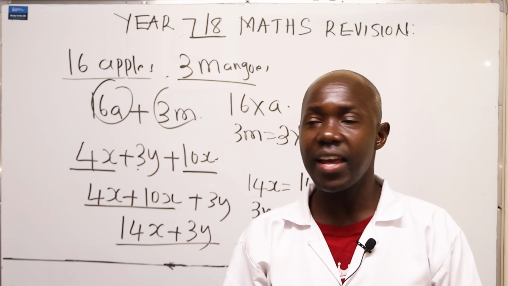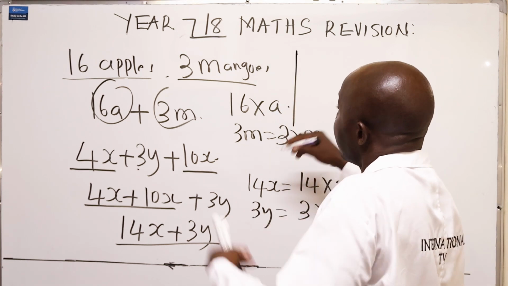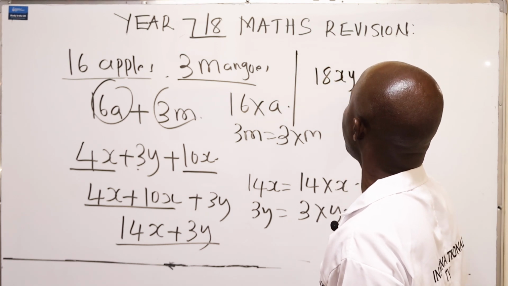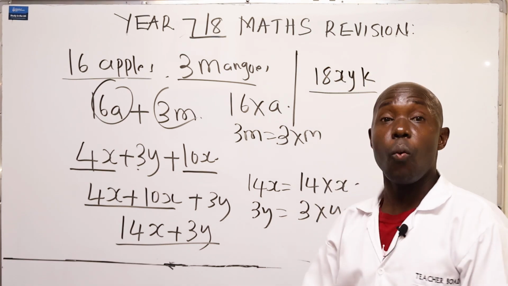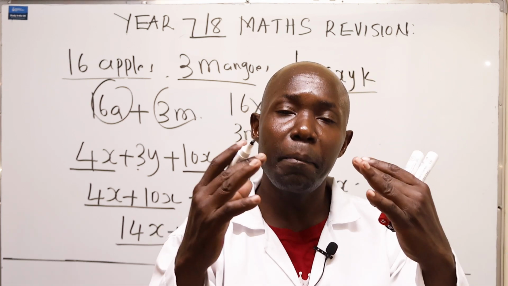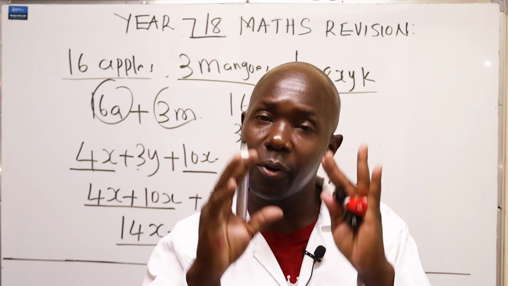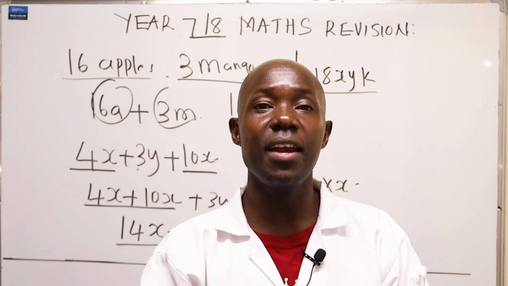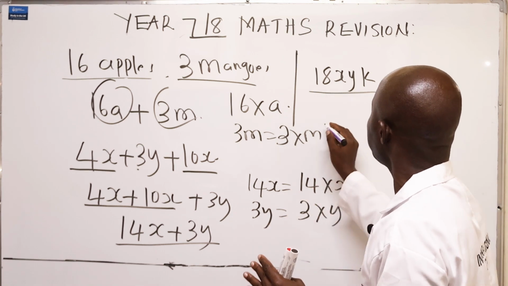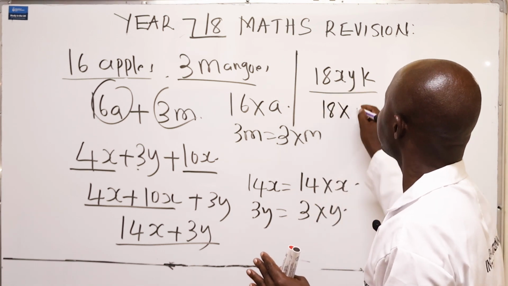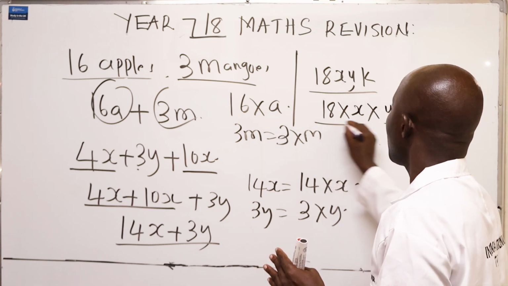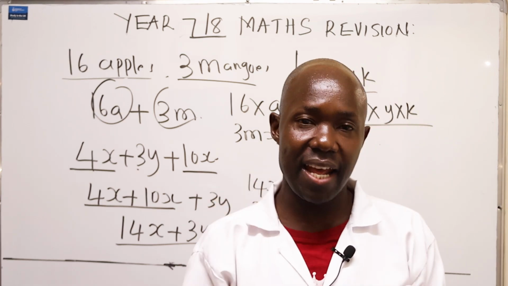So next time you have just been given a general expression, for example, somebody giving you 18xyk, then they ask you, what is the meaning of 18xyk? It simply means the product. And when I use the product in mathematics, it simply means multiplication. Now listen to this. 18xyk simply means 18 times the variable x times y times k. We are multiplying everything. We are not adding them.